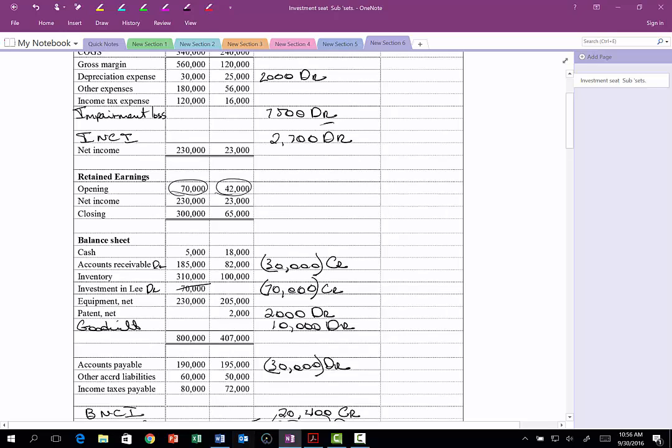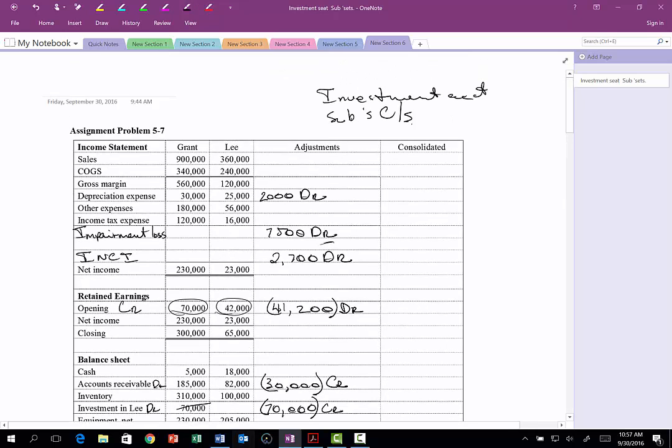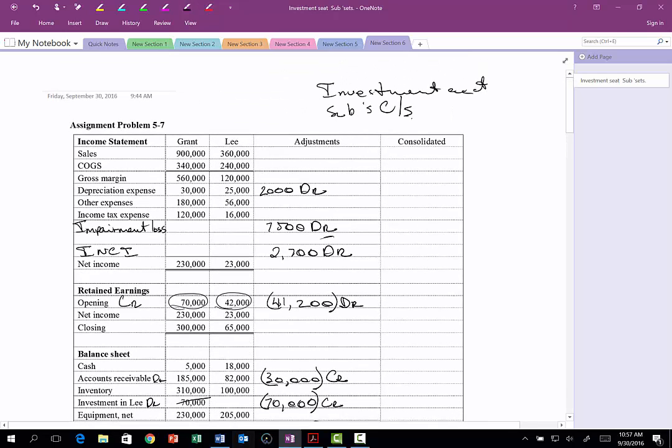Our elimination, our opening retained earnings, we said we have to eliminate now $41,200. So we're going to debit it, and of course opening retained earnings is in a credit position, so debiting it will eliminate a portion. We subtract it. All right, let's go through and consolidate now. What I suggest you do actually is try consolidating it now on your own, and then you can turn me back on to see how I've gone through and done it.